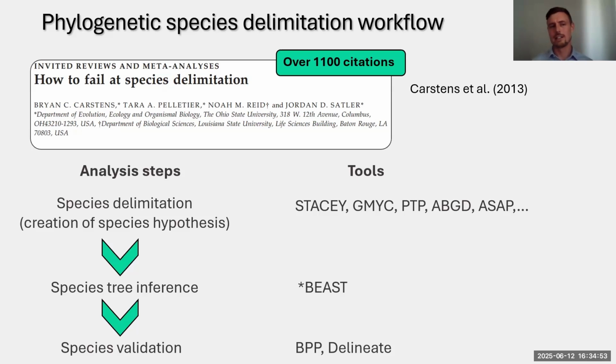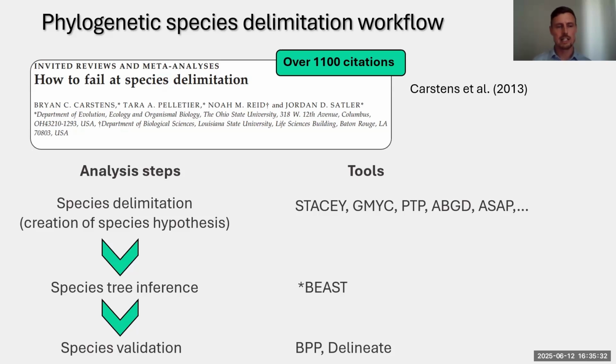This pipeline is not always followed. There are, of course, many studies employing species delimitation methods, but they are, for example, using just a fraction of the methods, or maybe just one of the tools for the whole study. And of course, it's okay as well. But there are many papers which are citing this as the proper way to do the analysis.